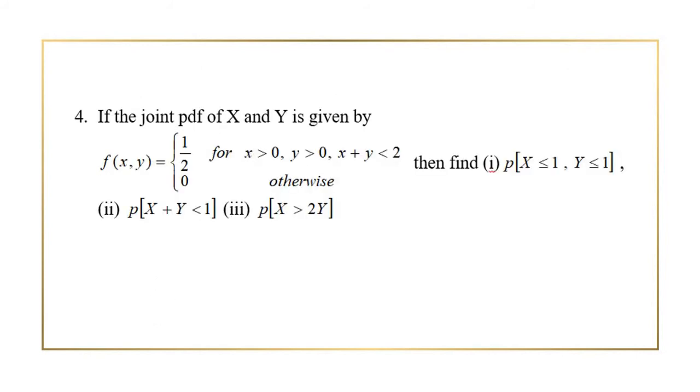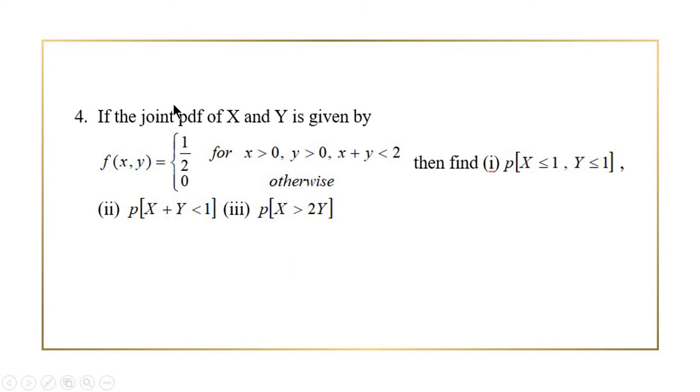Now, let us proceed with the next question. If the joint PDF of x and y is given by f of x y is equal to 1 by 2 for x greater than 0, y greater than 0 and x plus y less than 2, then find the probability that x is less than or equal to 1, y less than or equal to 1. Second, the probability that x plus y is less than 1. Third, the probability that x is greater than 2y.